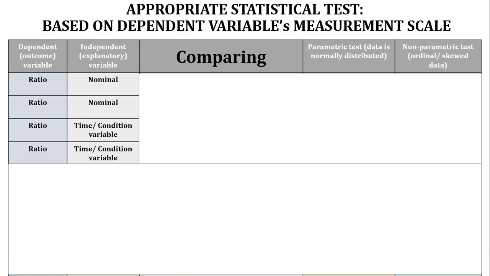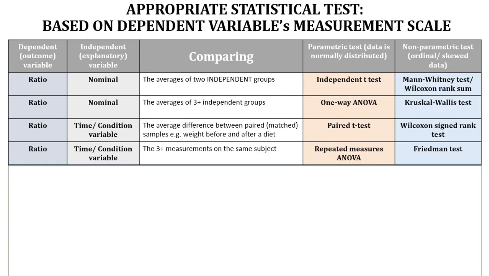So in the first condition, if your dependent variable is a ratio scale variable and your independent variable is a nominal scale variable, then the purpose is to compare the independent groups, and you should use the independent t-test if your data is normally distributed. If your data is not normally distributed, then you should use a non-parametric test, which is the substitute of the t-test. We call it the Mann-Whitney test or Wilcoxon rank sum test.